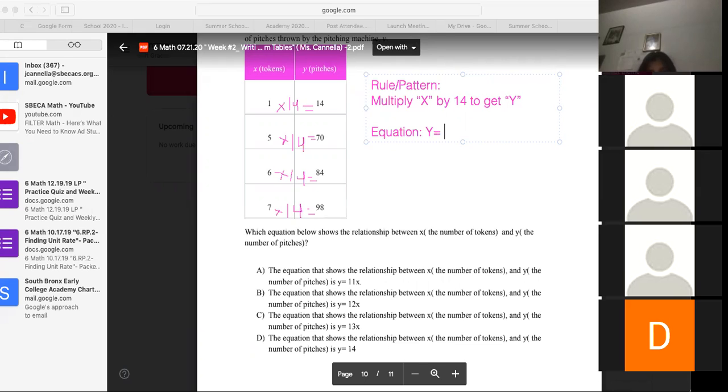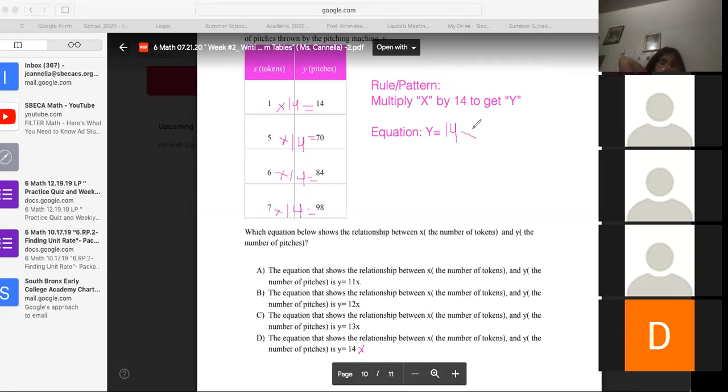Y equals what? Is it going to be Y equals 11x, Y equals 12x, Y equals 13x, or Y equals 14? There should be an X there. Let me stop that for a second. I must have chopped it off because I wasn't paying attention. Put on your paper an X here. So what's the equation now? Y equals 14x.